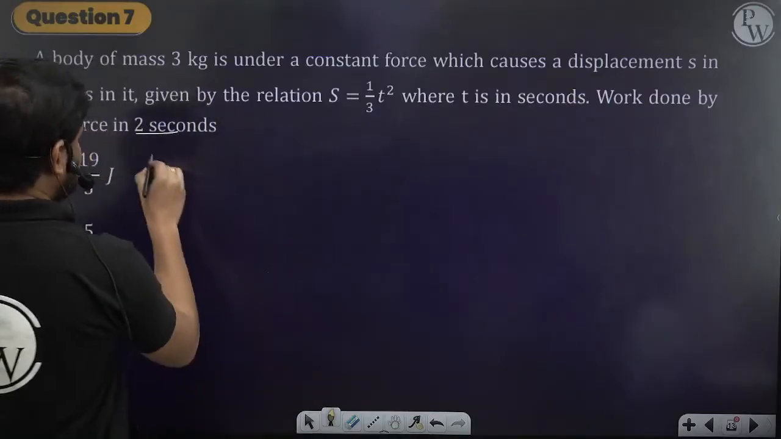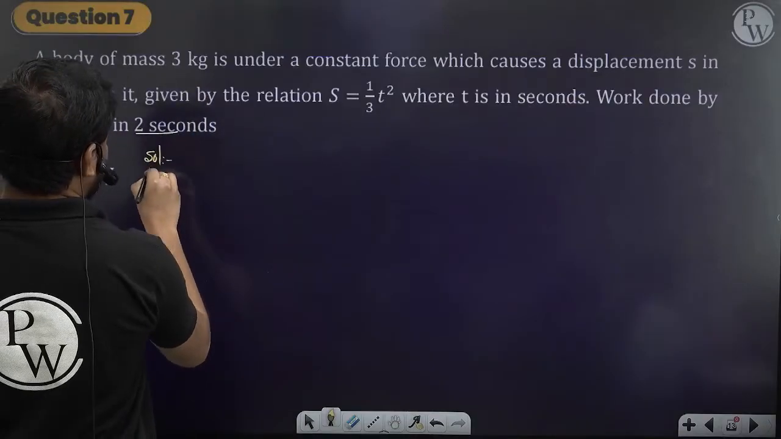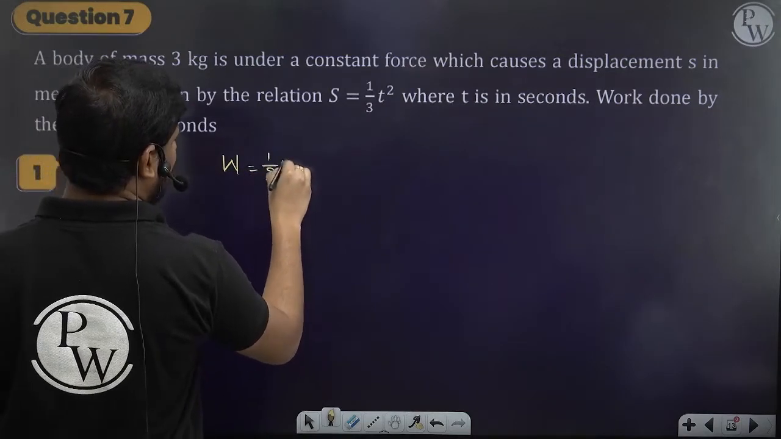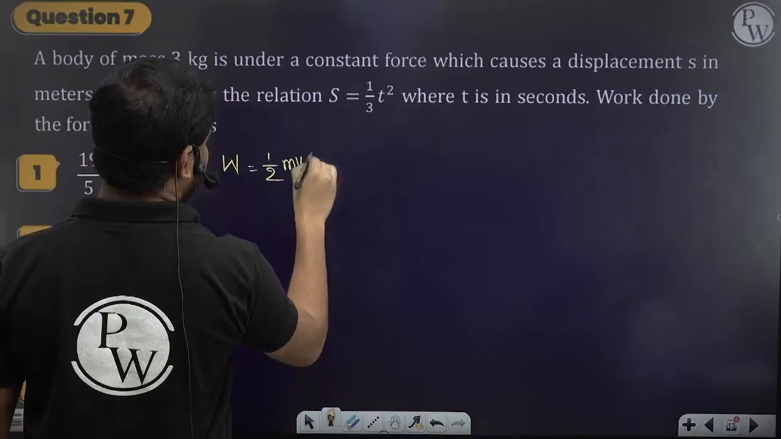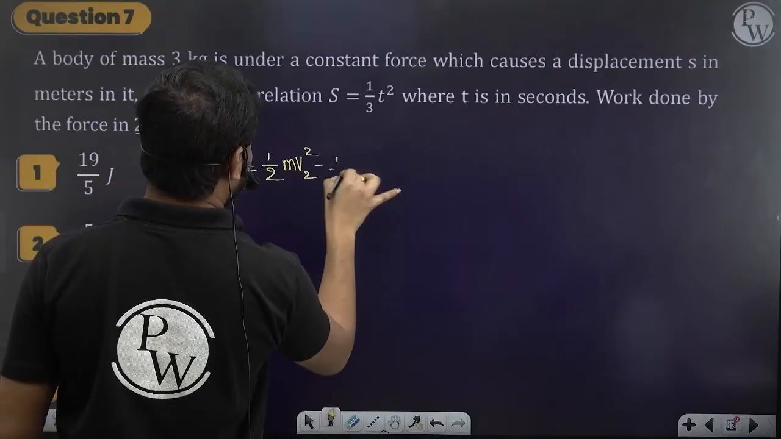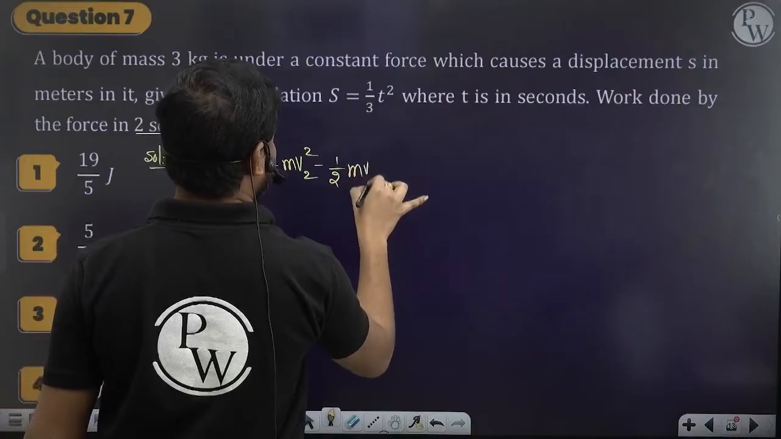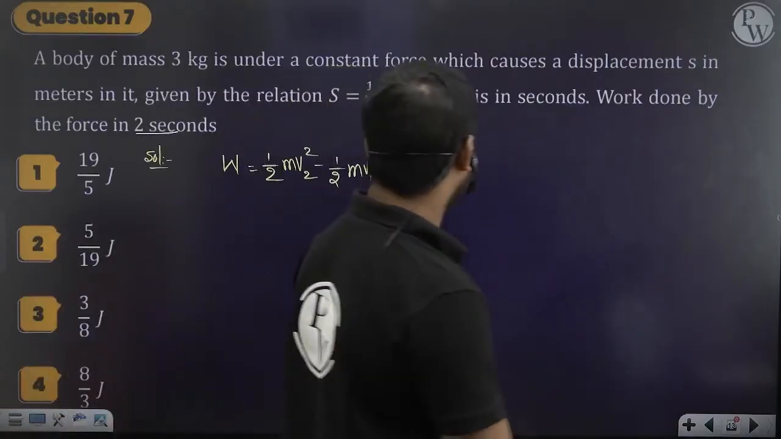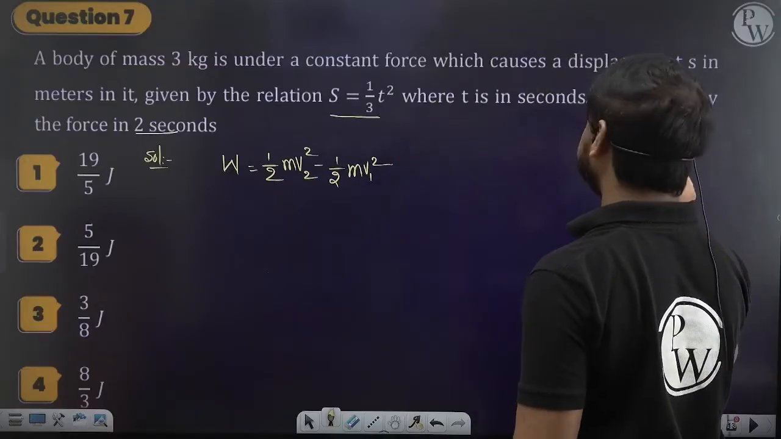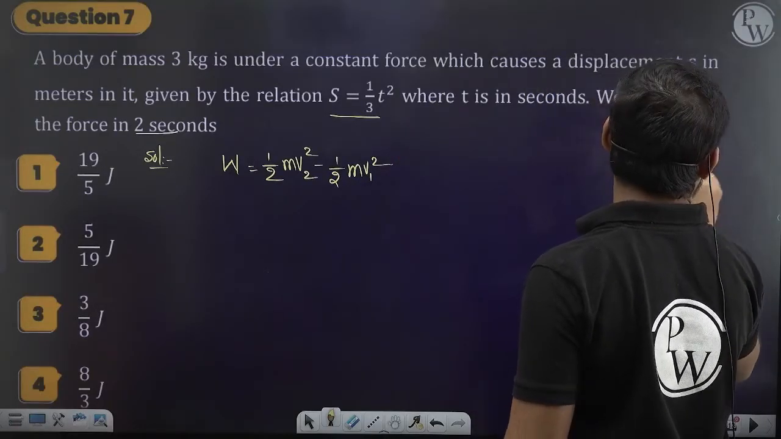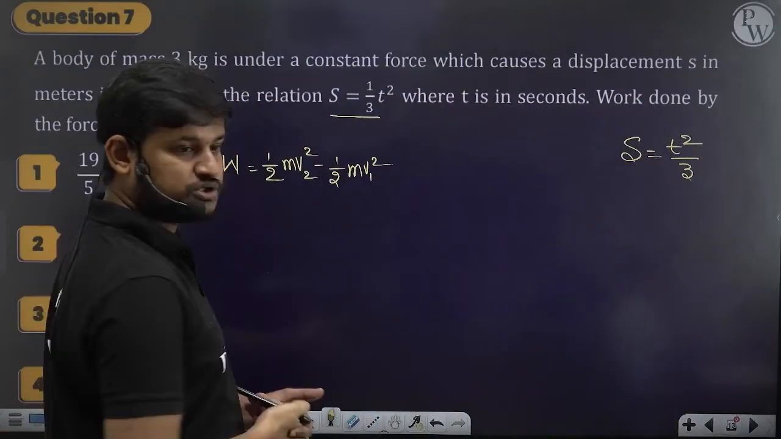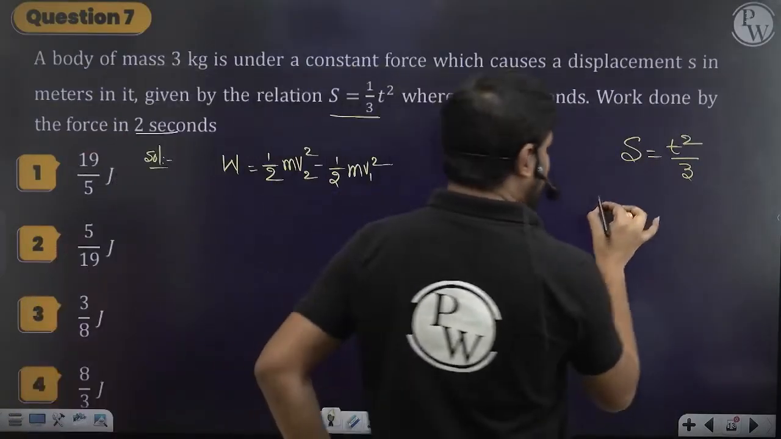So what does the work energy theorem say here? The work done is equal to the change in kinetic energy, so I am writing half into mass into V2 square minus half mass V1 square, where V2 is the final velocity and V1 is the initial velocity. But here we know only the displacement, which is t square by 3. We don't know the initial and final velocities either. So first let's see the velocity function.